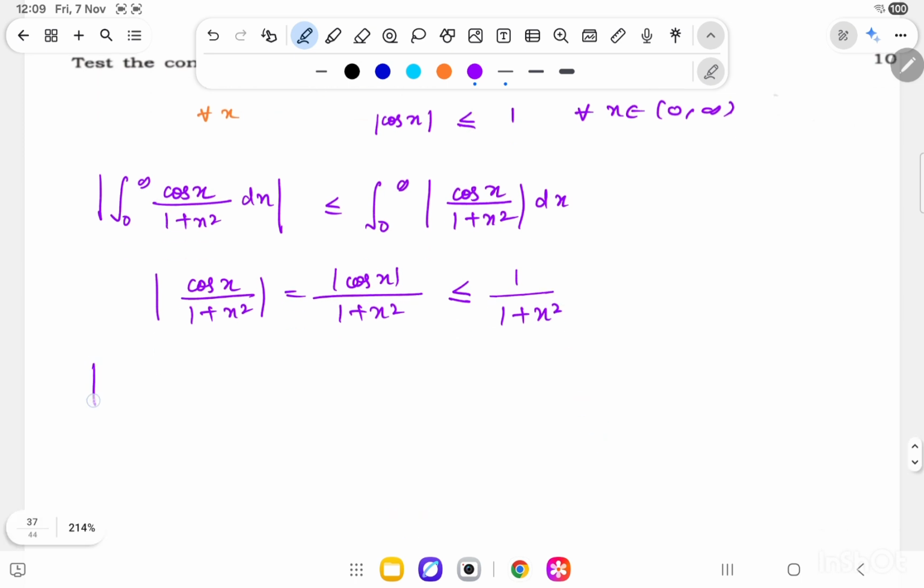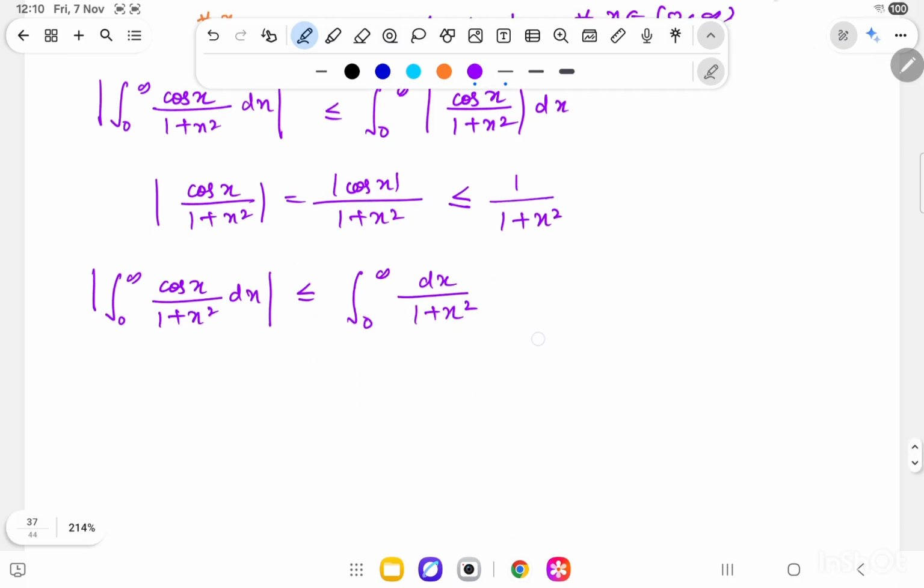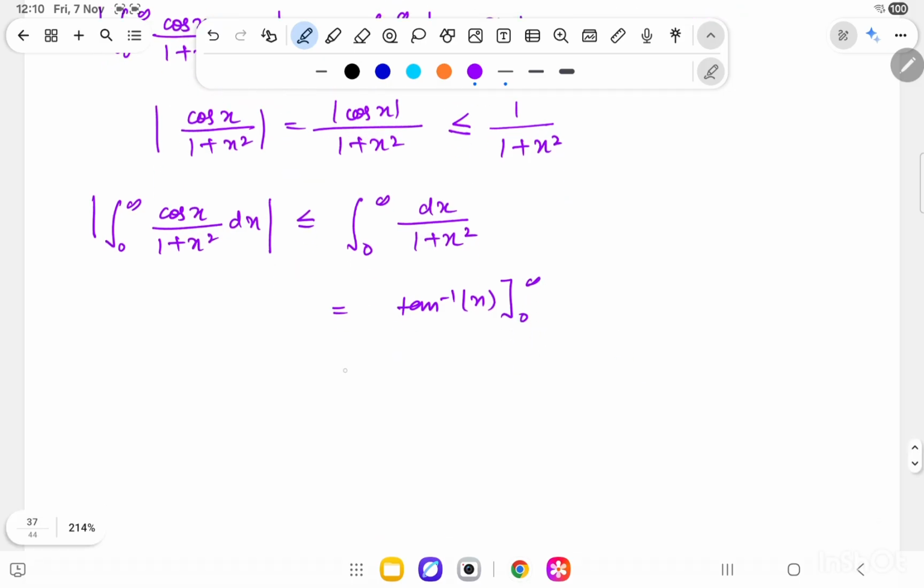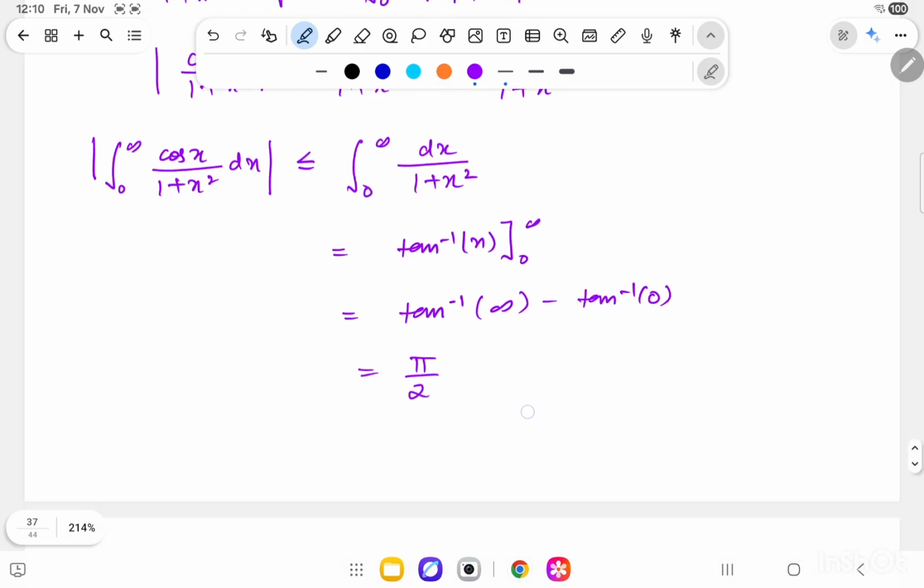So our integration from 0 to infinity of cos x divided by 1 plus x square dx will be less than or equal to integration 0 to infinity of dx by 1 plus x square. Now we can easily evaluate this integration on the right hand side. It is equal to tan inverse x, with the limit varying from 0 to infinity. That is tan inverse infinity minus tan inverse 0, and tan inverse infinity is pi by 2, and tan inverse 0 is 0.